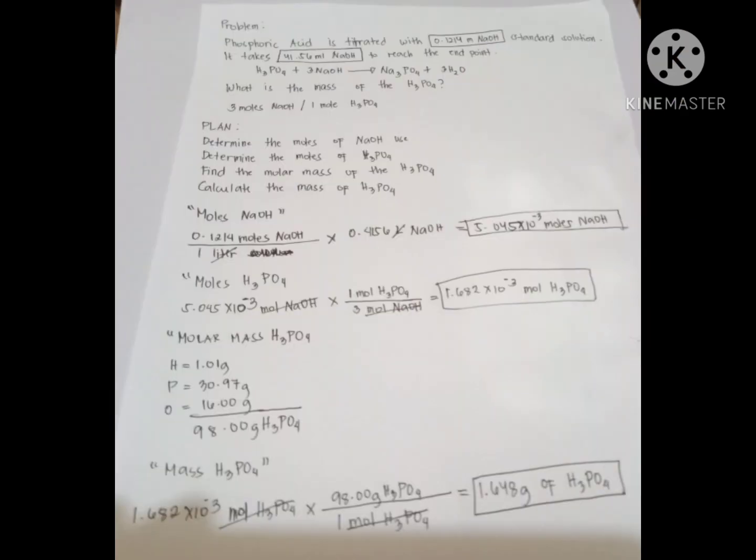Now, what is the mass of phosphoric acid? Okay, now let's calculate the mass of phosphoric acid. We know that there will be 1.682 times 10 raised to the power of negative 3 moles, and multiply that by 98 grams of phosphoric acid, which is 1 mole of phosphoric acid. And cancel out the mole of phosphoric acid, and we have the result of 1.648 grams of phosphoric acid.